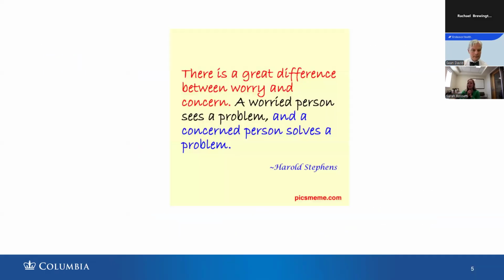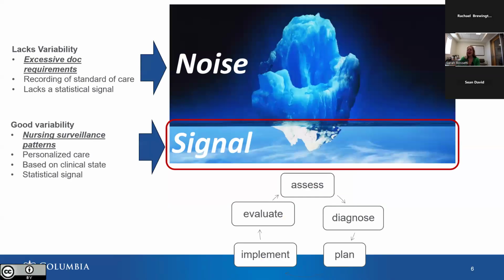I'd like to start with this quote. There's a great difference between worry and concern. A worried person sees a problem and a concerned person solves a problem. And really at the end of the day, that's what we're talking about here, and why the data that we're able to model. We're certainly focused on nurses' concern in this study. I'd say likely most clinicians operate with this sense as well.